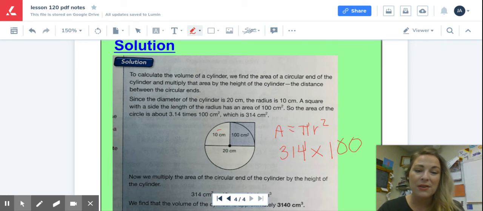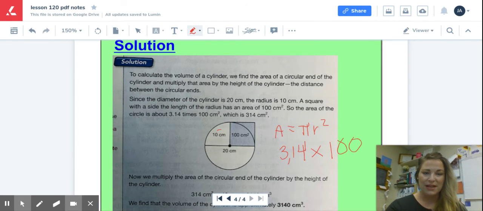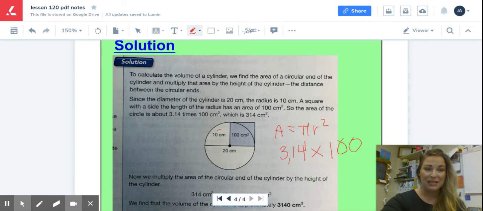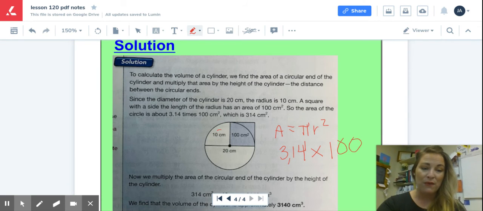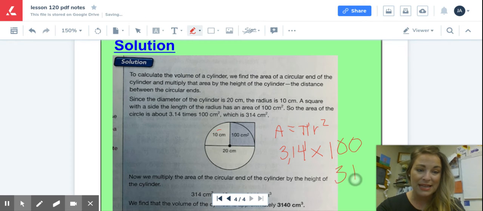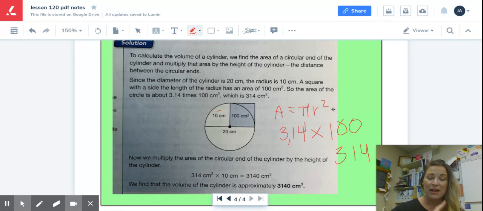3.14 times 100. We can do easy math here based on the rule of 10. We can just bump the decimal to the right two times, because there are two zeros in 100. So instead of 3.14, we have 314. The area of the base of this circle is 314 centimeters squared. But we're not done there, because we're not just finding the area, we're finding the volume.